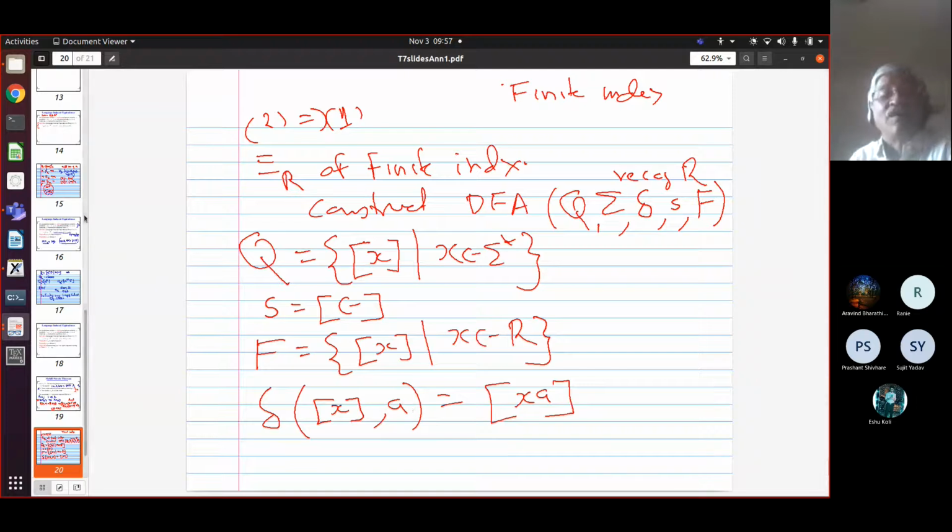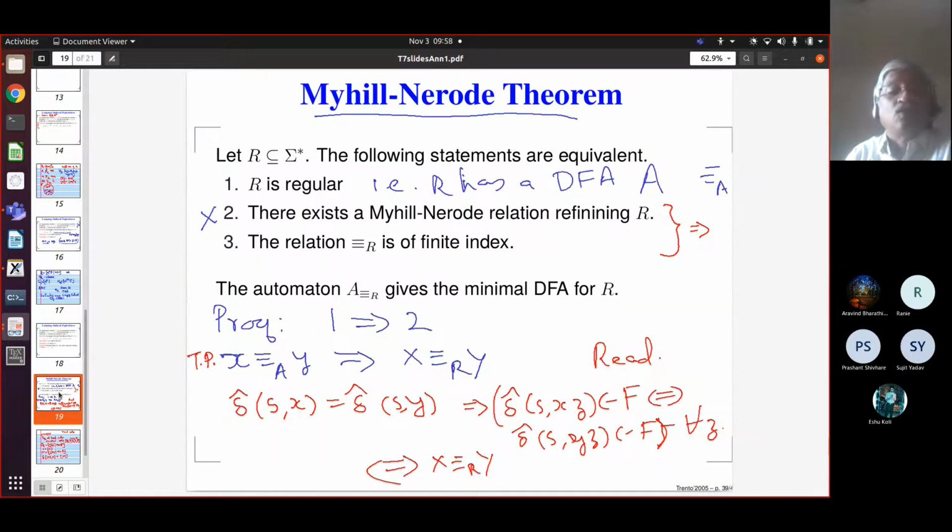It is an easy proof that this will also recognize the same language as R. Going by this, since we said that the machine equivalence has the same or fewer classes as the language induced equivalence, the automaton of the language induced equivalence is minimal. There cannot be a smaller automaton than this.